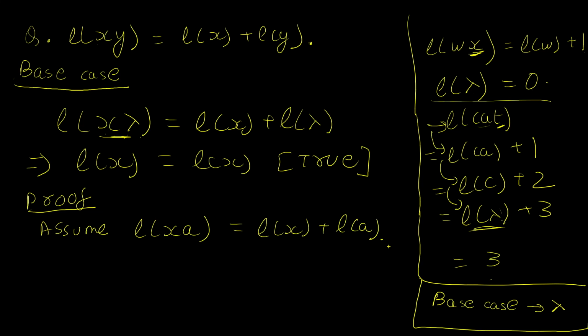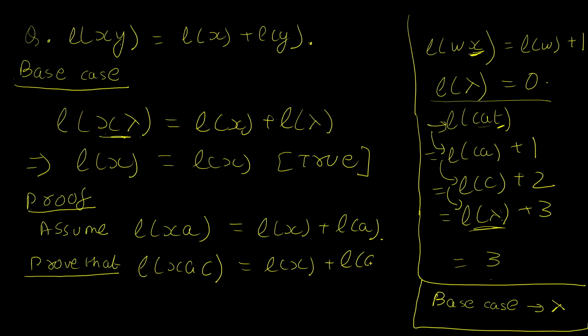And using this assumption, I want to prove that if I introduce one more character, and that would be equivalent to saying the length of x a and some character c at the end is equal to the length of x plus length of a c. Now the proof from here is really simple, but it's really important to understand this concept.